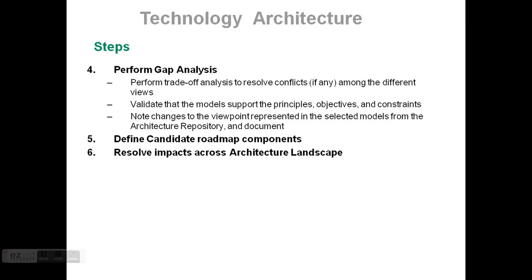And step 6, we will be looking at resolving impacts across the architectural landscape. Okay, so we know what we're going to do, all right? So these are the things we need to do in order to achieve the target architecture, including the roadmap. But we also need to consider whether there is an impact on the existing systems if we implement this, and vice versa, whether the existing system will impact our new components or new development while we're developing them.